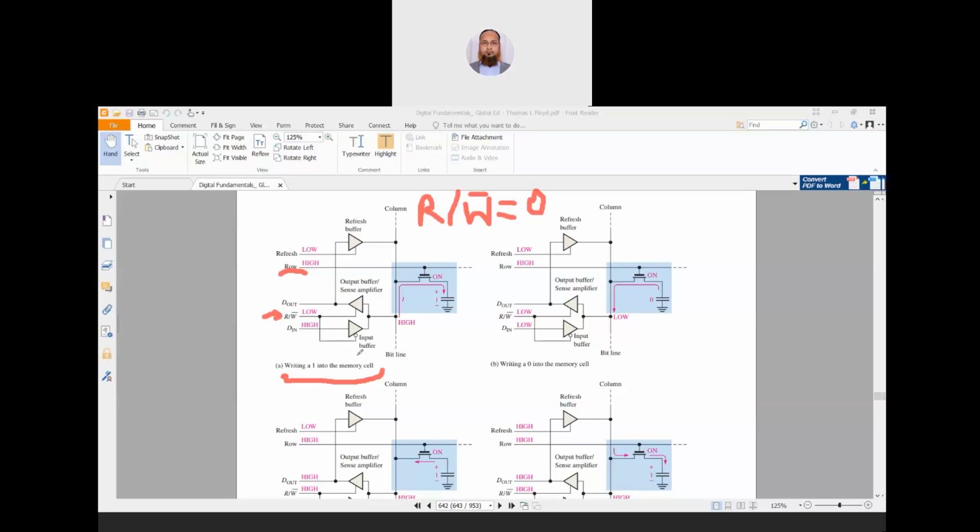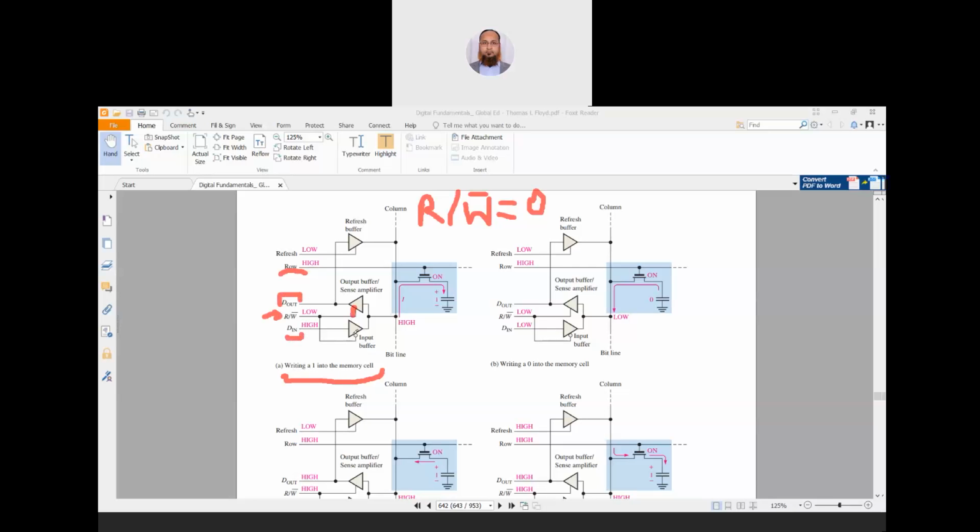Okay, so these three are the buffers, and we can enable a buffer by these signals. If the signal connected to the buffer is high, it will be enabled, otherwise it will be disabled. And this D in is the input signal and D out is the output signal.